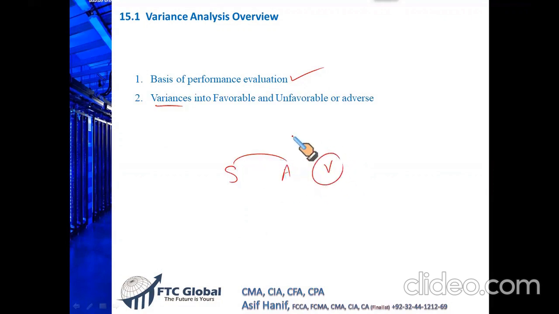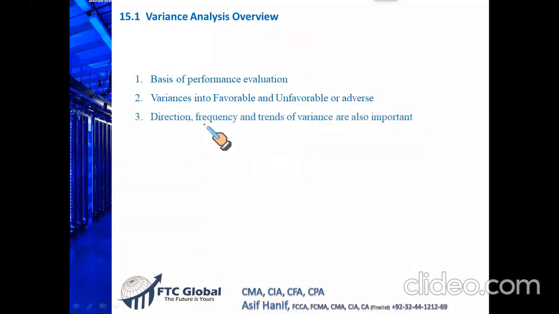These variances could be favorable, meaning good for the firm, and they could be unfavorable. Sometimes they're also called adverse. So whether favorable or adverse, they must be analyzed. We will also see how frequently, how many times, we get favorable or adverse variances. What is the direction of the variances, favorable or adverse? What is the trend? So we will see the frequency, direction, trend, the amount involved, so that we can control our costs, so that we can evaluate the performance of our different segments, our managers.